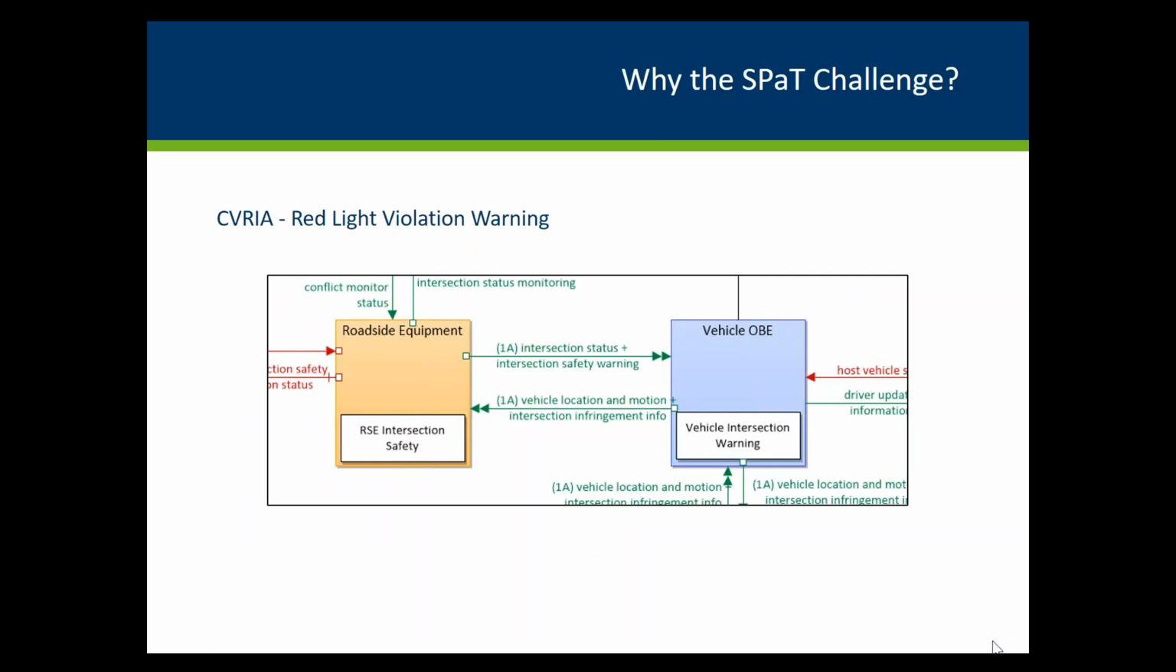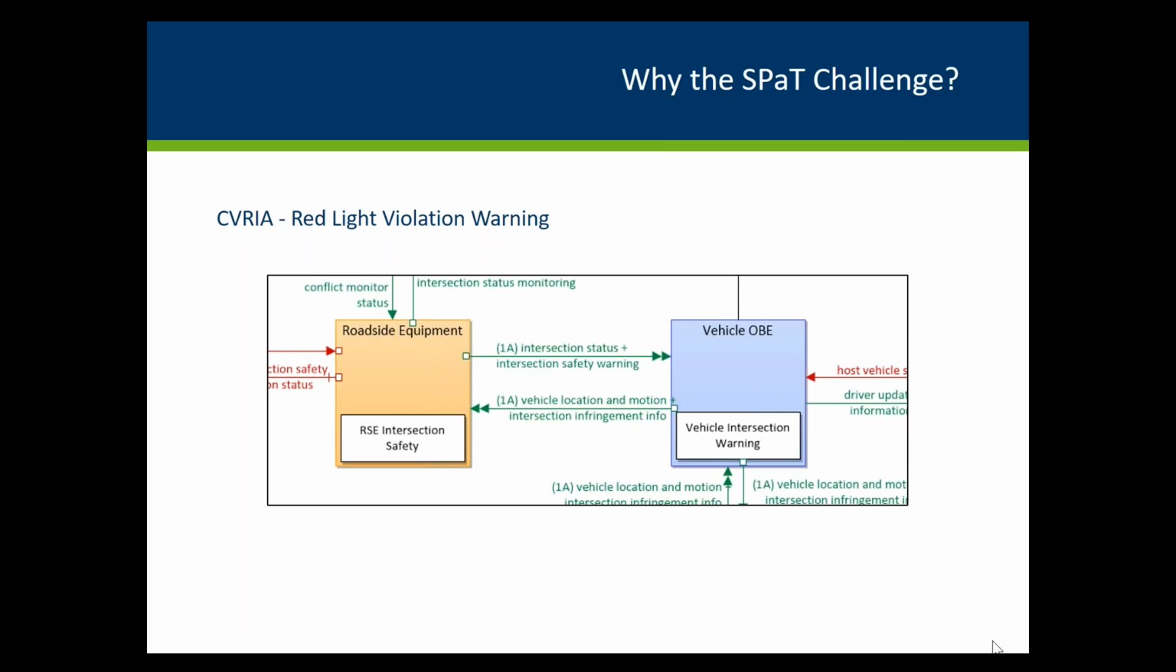So this is an excerpt out of the system architecture for red light violation warning. And all I want to point out here is there are two big boxes. The one on the left is the roadside equipment, and for this to work, there has to be an application installed at the traffic signal. And then the box on the right is the vehicle onboard equipment. So there's got to be an application running in the vehicle, and then they have to have all this data going back and forth. So you can't do it unless both those pieces are there.